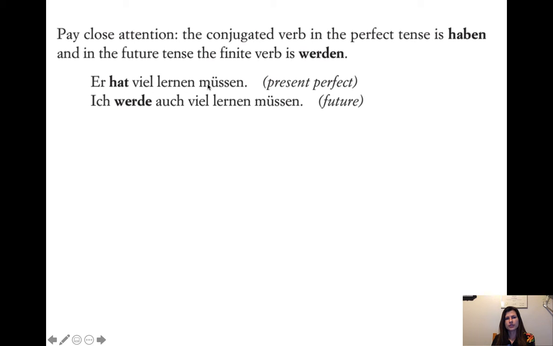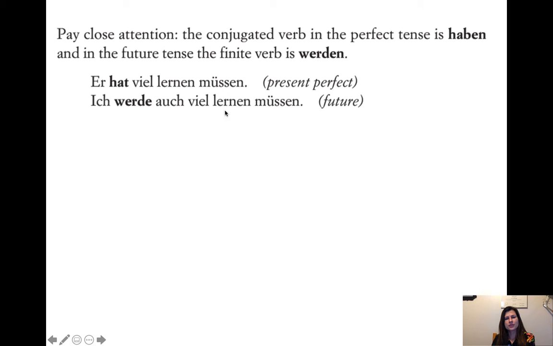But if you don't know that that's the structure, you might end up with something like he has a lot to have to learn or something, right? He has a lot to have to learn. It's kind of what it looks like, but that's not it at all. It's past tense. He had to learn a lot. Yeah. The hat and the müssen kind of go together. The hat plus müssen make that past tense, but it's hard because müssen is in the infinitive, not in the past participle, which you would normally need to make the perfect.